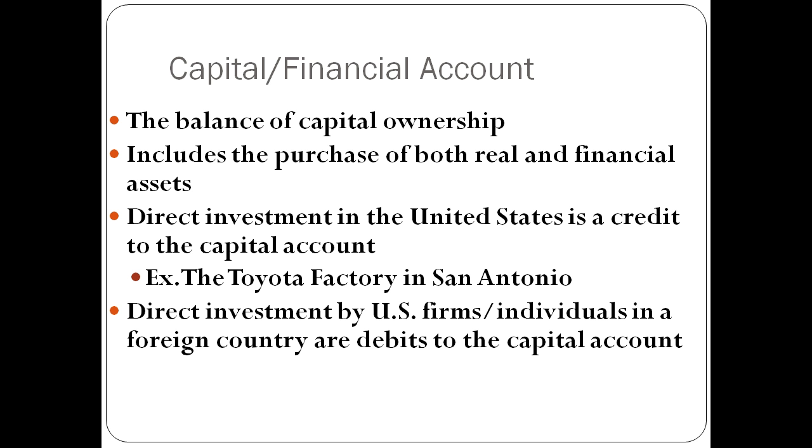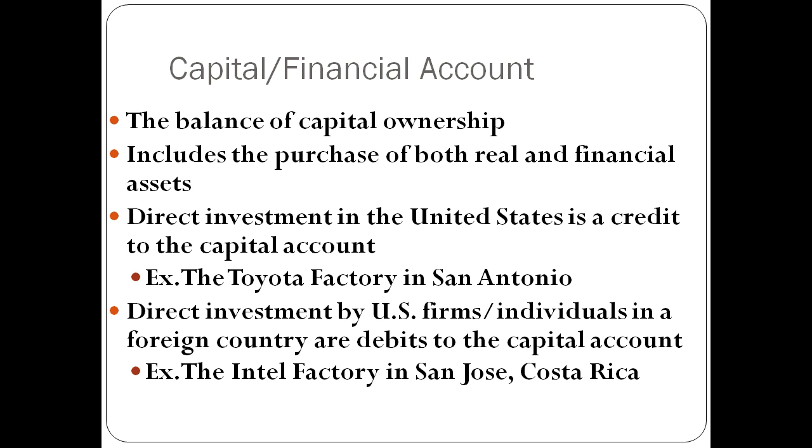If you have direct investment by U.S. firms and individuals in a foreign country, that's going to be a debit to the capital account because you are having an outflow of capital from the United States. So Intel is an American company. If it makes a factory in San Jose, Costa Rica, then that is going to be a debit to the capital financial account, because it is an outflow of capital.